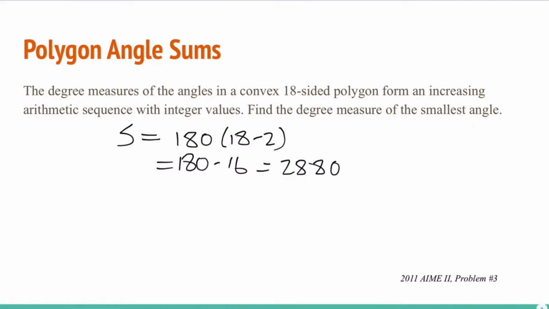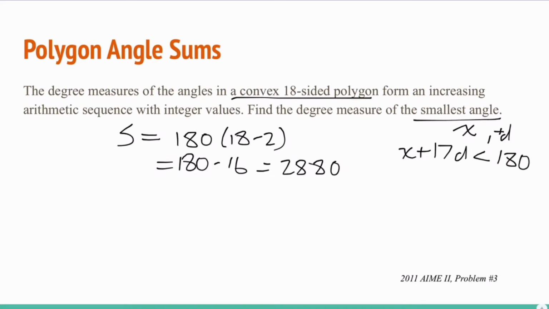Now, for the smallest angle, let's assign that to x, and each angle increases by d. So for the inequality that it is a convex 18-sided polygon, we have that x plus 17d, since the smallest angle is x and we need to add d 17 times to get to the 18th angle, is less than 180. And we also have that x is greater than 0, and we'll define d to be greater than 0.